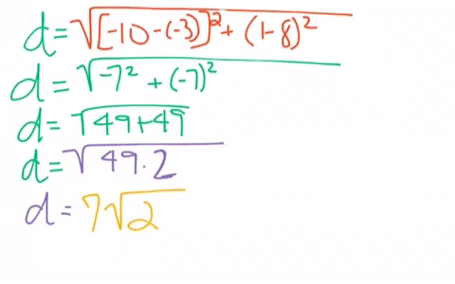Alrighty, folks. So I broke this down for you. Your work should look pretty similar to my work. The distance between those 2 points is going to be 7 square root of 2. Now, again, please make sure that you have work similar to this in your notebooks so you know how to follow the steps on your own.